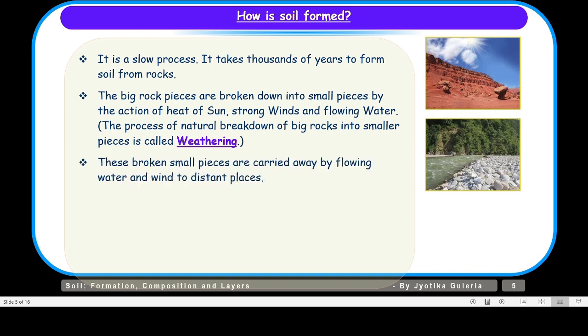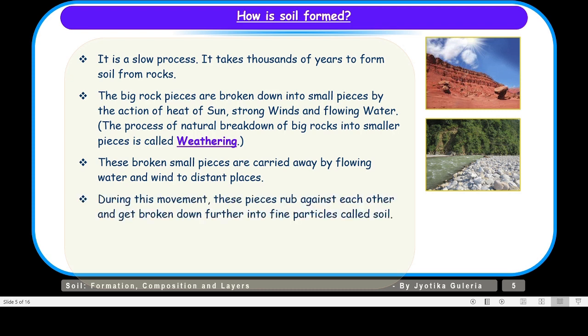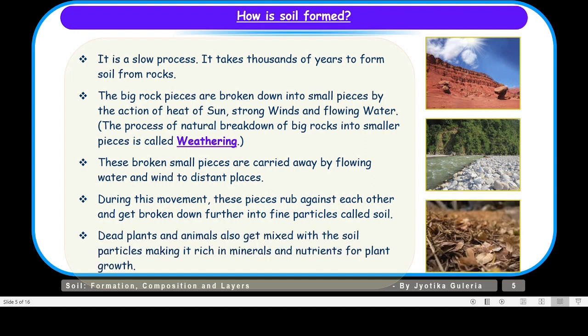These broken small pieces are carried away by flowing water and wind to distant places. During this movement, these pieces rub against each other and get broken down further into fine particles called soil. Dead plants and animals also get mixed with the soil particles, making it rich in minerals and nutrients for plant growth. So that means we have obtained soil from the big rocks.